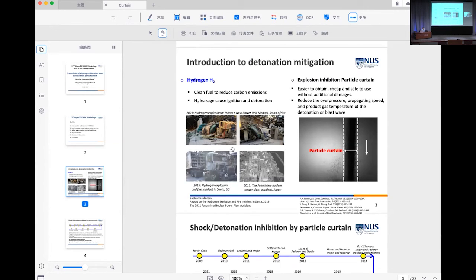The blue figure shows some hydrogen explosion accidents in South Africa, US, and Japan. To mitigate a hydrogen explosion or detonation, here we choose a particle curtain. This photo shows the particle curtain between the 2 dust lines. We use a particle curtain because it is easy to obtain, cheap, and safe to use without additional damage. Its mitigation mechanisms are that it can reduce the overpressure, propagating speed, and product gas temperature of the detonation or blast wave.